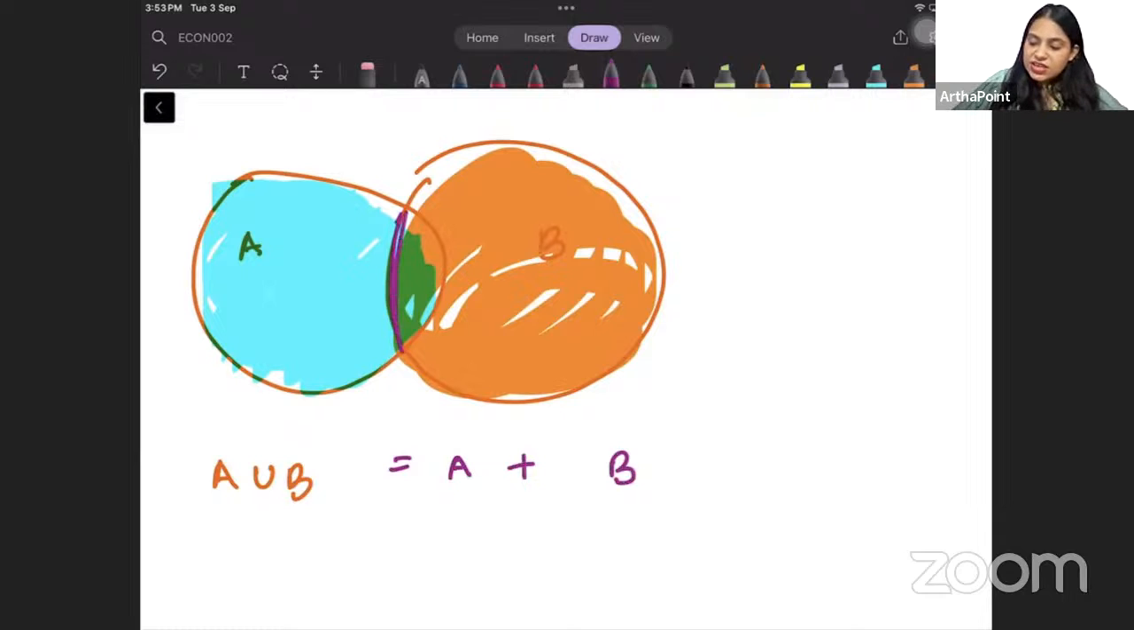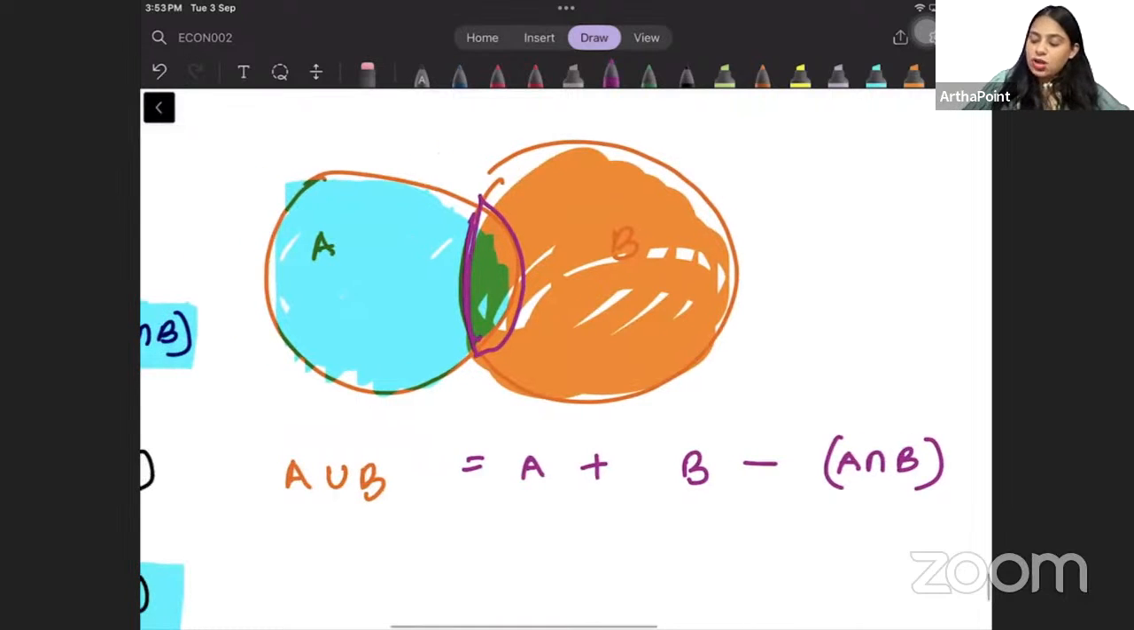But you see that this area came twice. This area has come twice, so I need to remove this once. This area became green: once when I shaded it blue and once when I shaded it orange. It came twice. I should not do double counting. So I need to subtract this area once, because it has come twice.